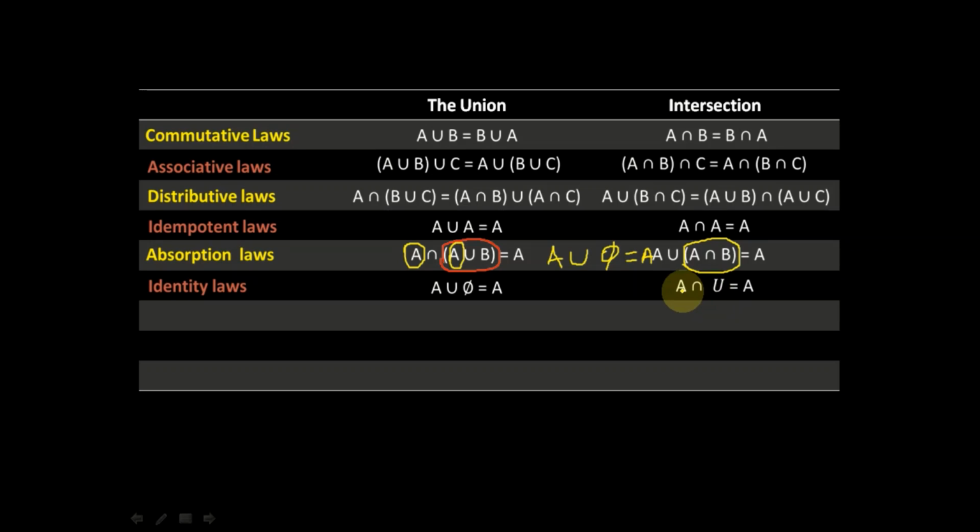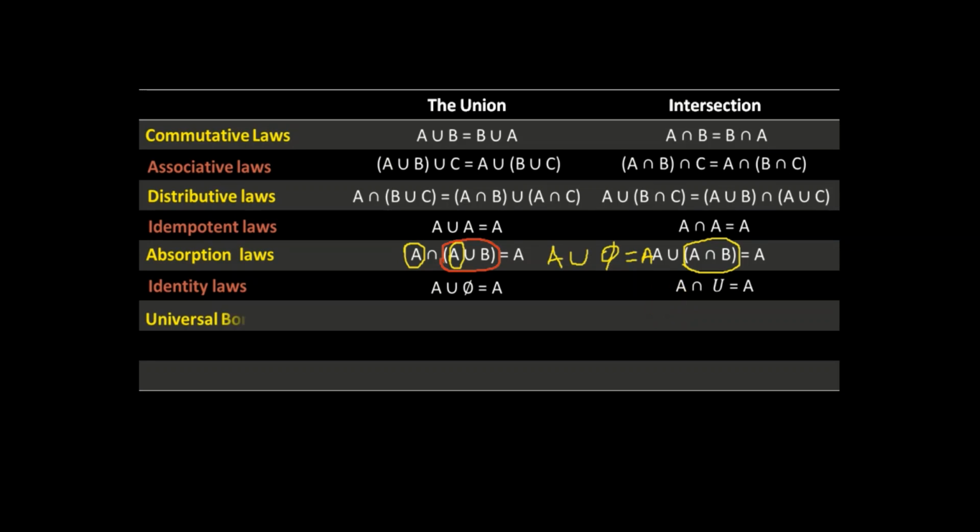Okay, so now where does the universal intersect with A? It intersects at A because the universal contains set A. Remember we said in the beginning of this lesson that A will be the subset of the universal. So now the universal and set A will intersect at A.